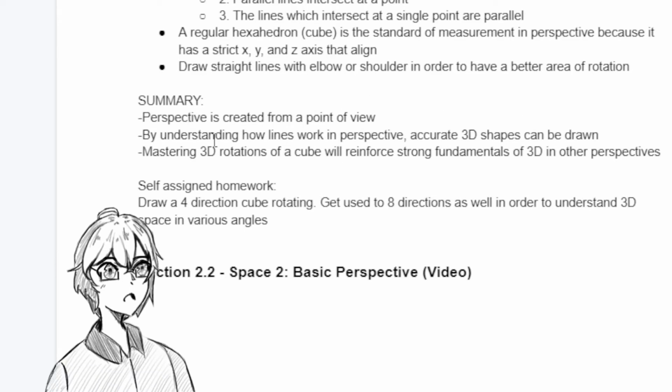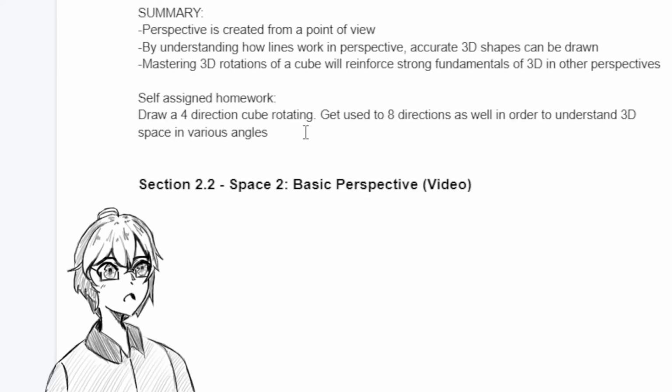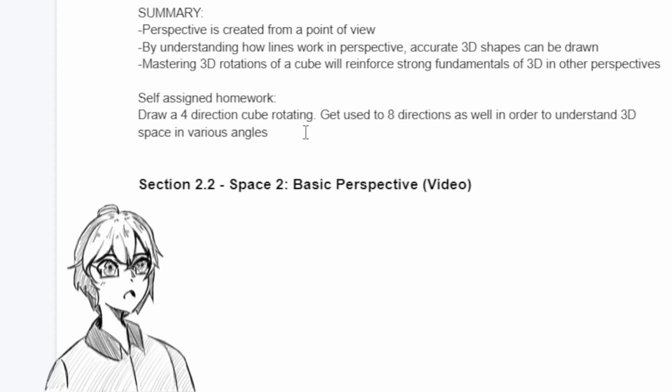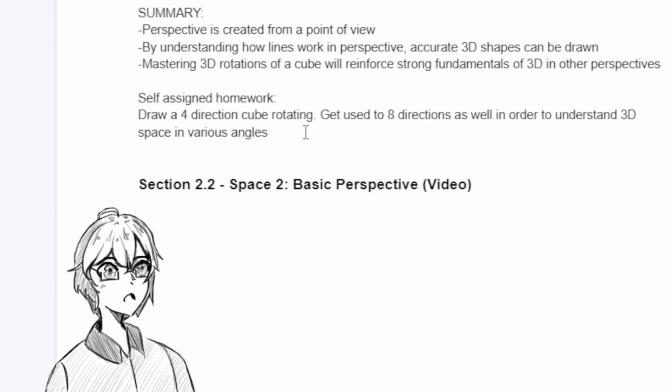So in summary, perspective is created from a point of view. By understanding how lines work in perspective, accurate 3D shapes can be drawn, and mastering 3D rotations of a cube will reinforce strong fundamentals of 3D and other perspectives. The self-assigned homework that I thought was appropriate, which Mogoon mentions is a very strong skill to have in understanding 3D space, is to draw a 4-directional cube that rotates as it moves along the axes, and to get used to 8 directions as well, in order to better understand 3D space in various angles and move that into drawing different figures rather than just cubes.